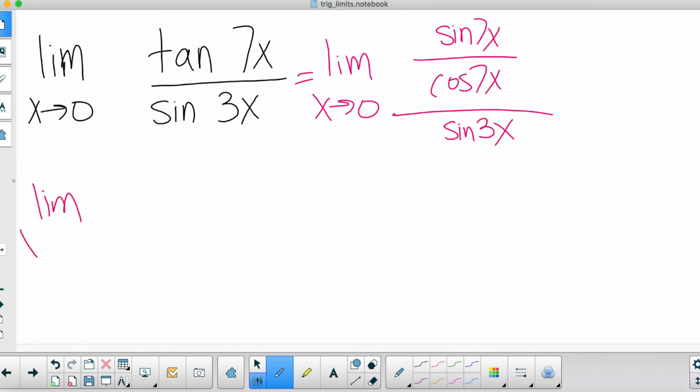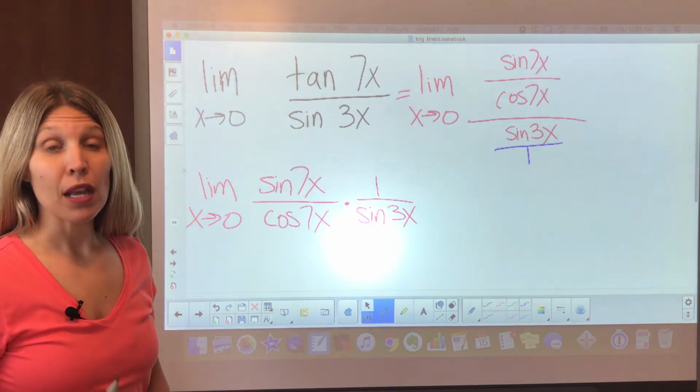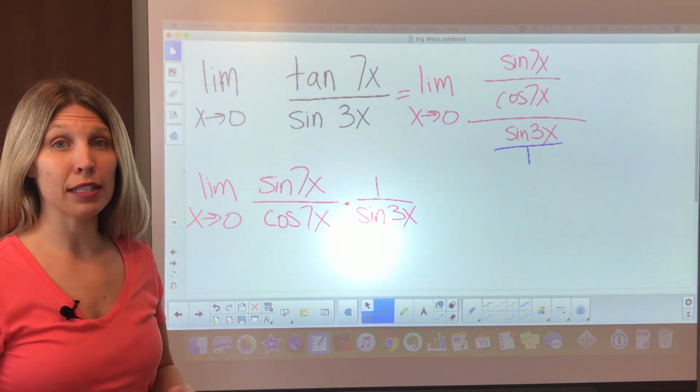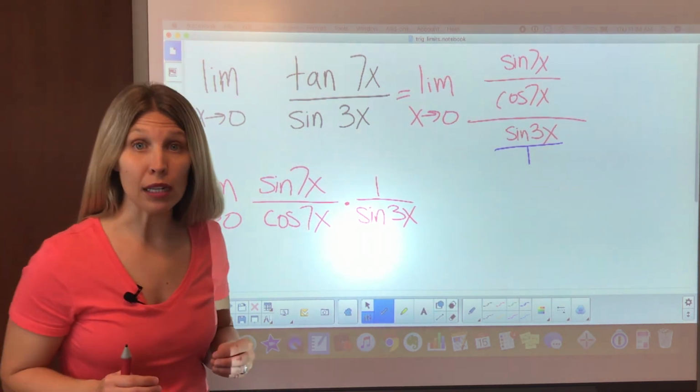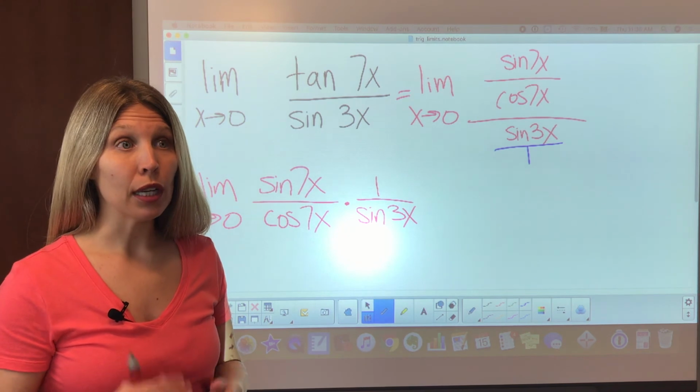So the limit as x goes to 0, sine 7x all over cosine 7x times, we're going to take this denominator, this is how this guy would be written as a fraction. We're going to flip him and multiply. So that becomes 1 over sine 3x. This is our problem so far. Now we have a sine x in the numerator and 1 in the denominator. For this to work with our property, we also need that same constant and variable in the opposite position.